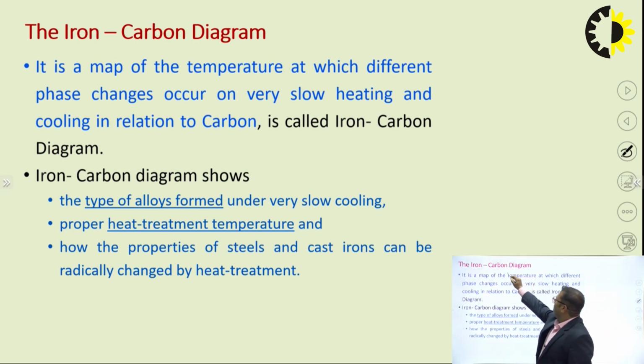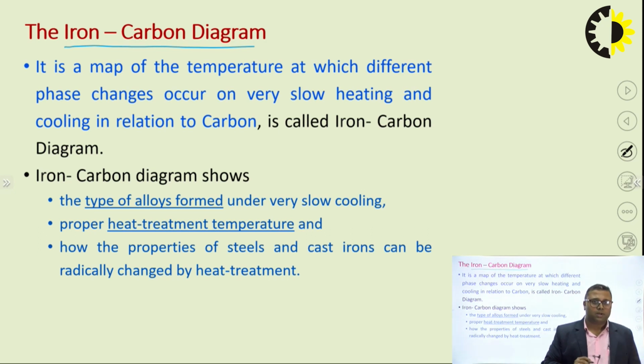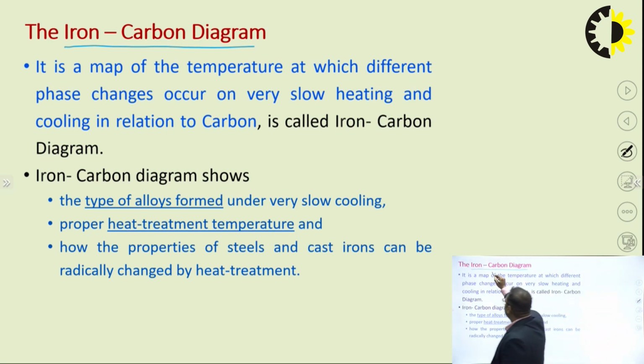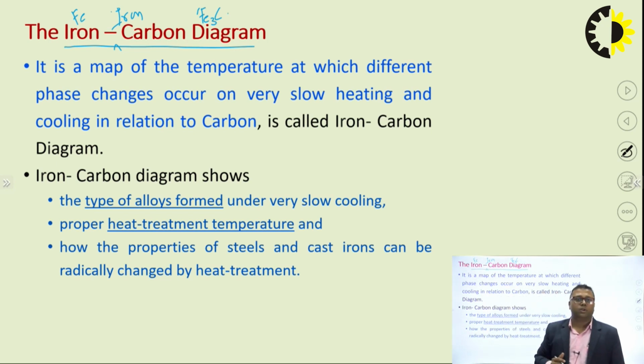Then we study the iron carbon diagram. In most books it is written as iron carbon diagram, but that is not actually correct. The correct name for this diagram is the iron and iron carbide diagram. Iron carbide stands for Fe3C and iron stands for Fe. So the name for this is the Fe-Fe3C diagram.